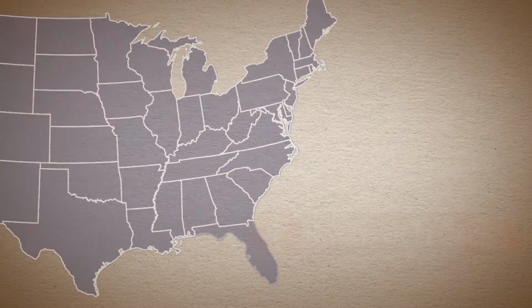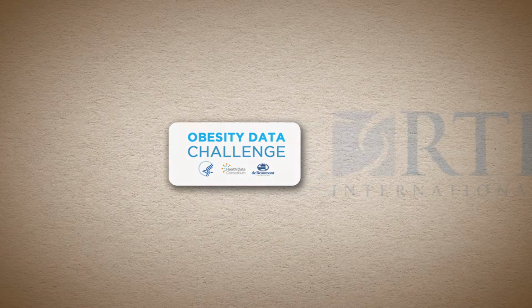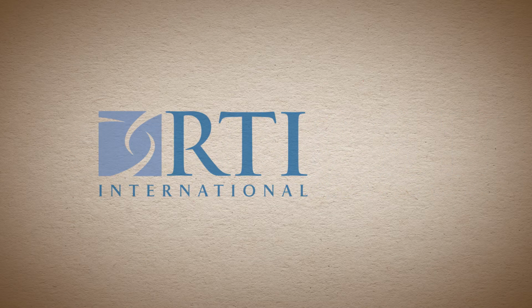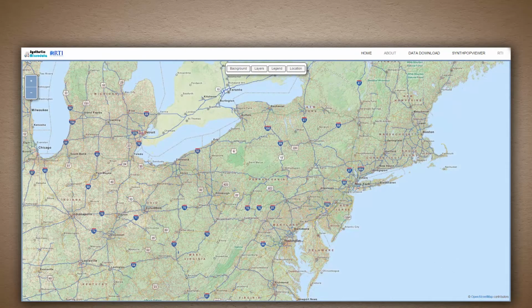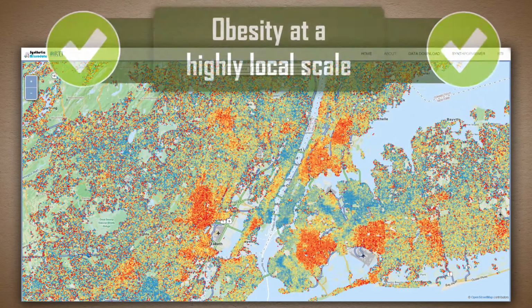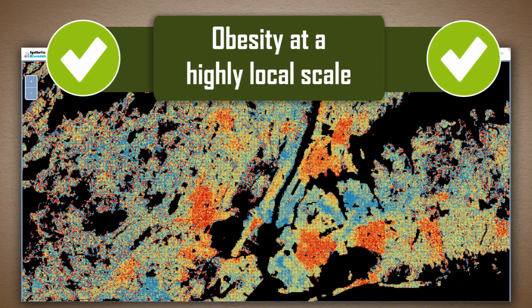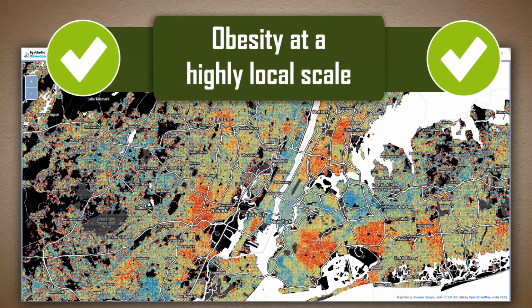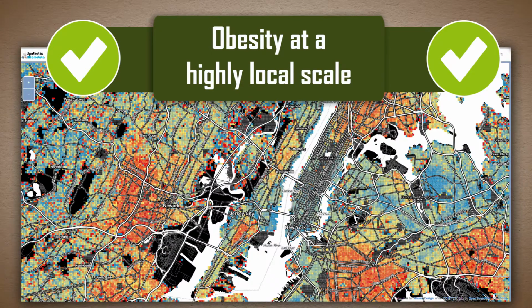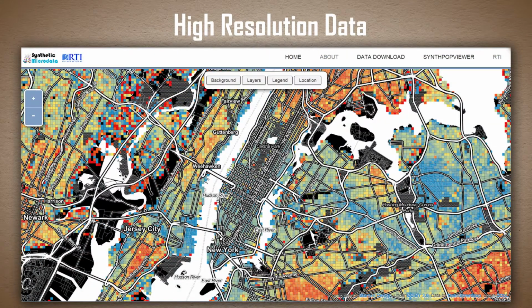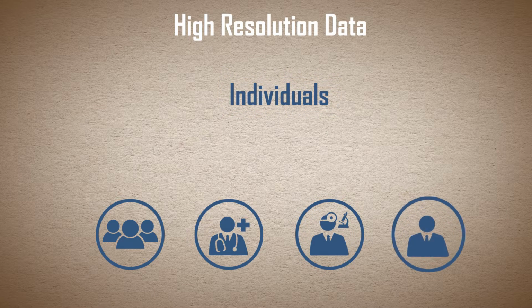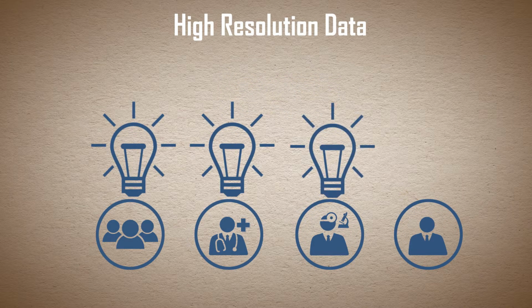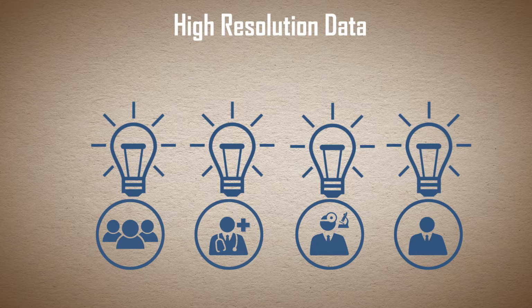As our submission to the U.S. Obesity Challenge, RTI developed a nationwide GIS database and associated interactive visualization tool that shows the distribution of obesity at a highly local scale every 250 meters across the entire country. These high-resolution data enable communities, practitioners, researchers, and individuals to better understand the risk of obesity in their neighborhoods.